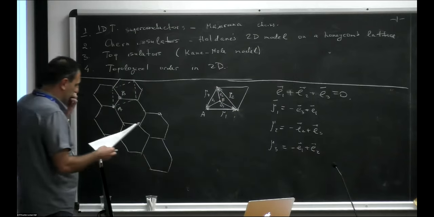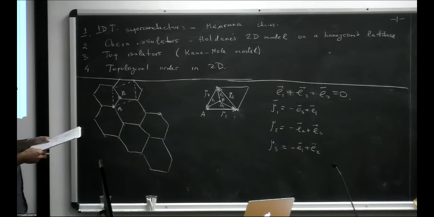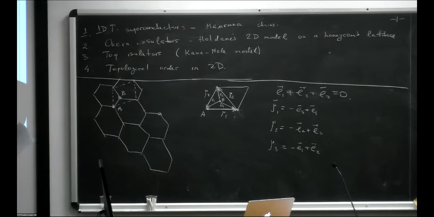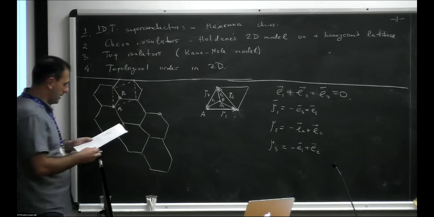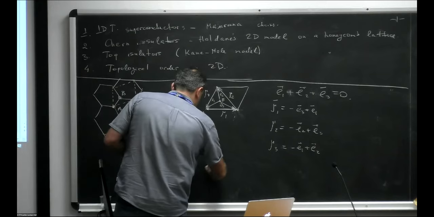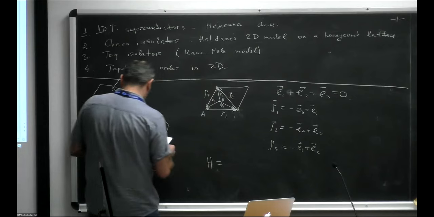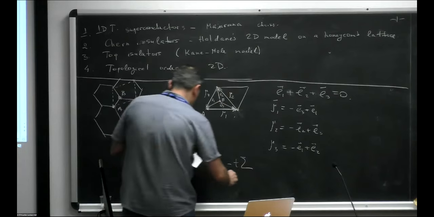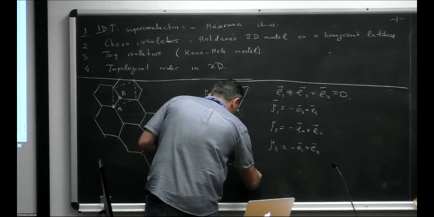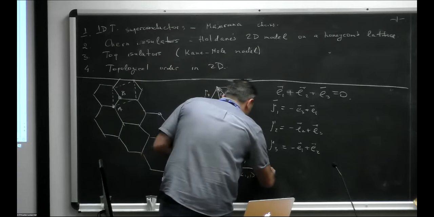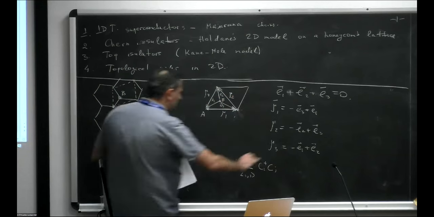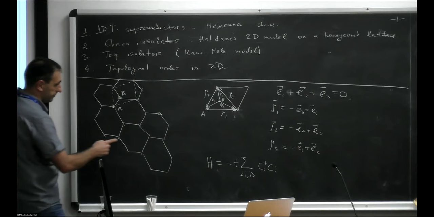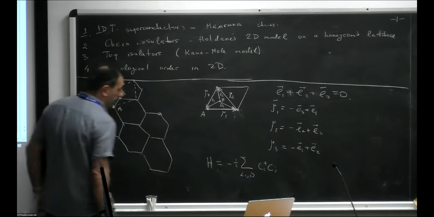So these vectors allow us to write down the Hamiltonian of graphene, of electrons living in a honeycomb lattice. The nearest neighbor tight binding Hamiltonian is minus T times the sum over lattice sites, nearest neighboring sites ij, ci dagger cj. So this is the tight binding model describing particles hopping between nearest neighboring sites i and j.